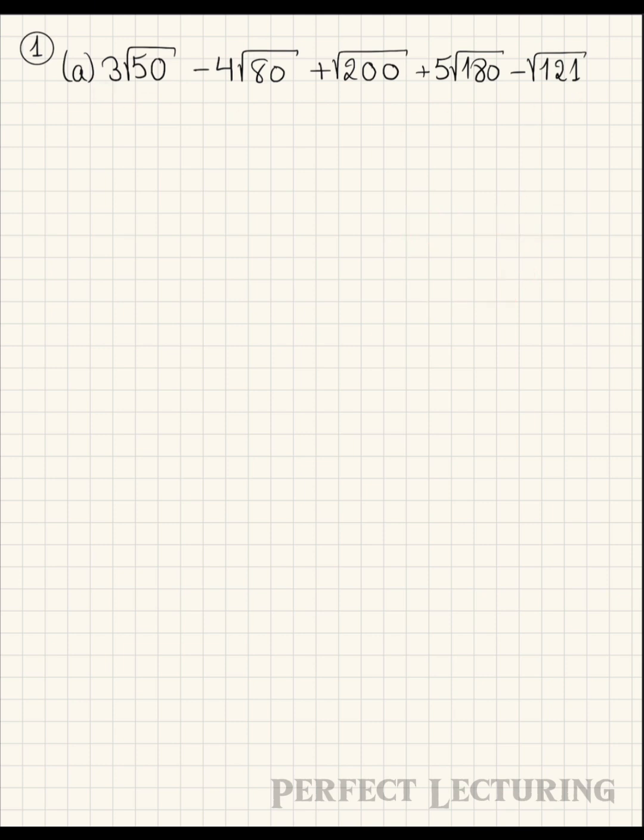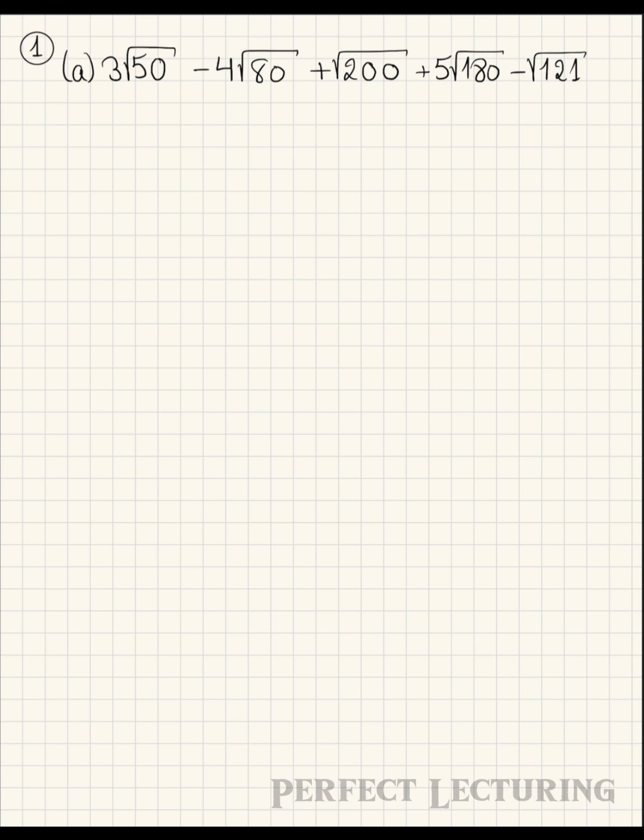If we look at this example, all the radicands are different. So in this case, we will have to simplify the radicals. We will have to break down these numbers underneath the radicals so that we might find some common radicands. So how do we do that? I'm going to break it down into the product of prime factors. What is meant by that?